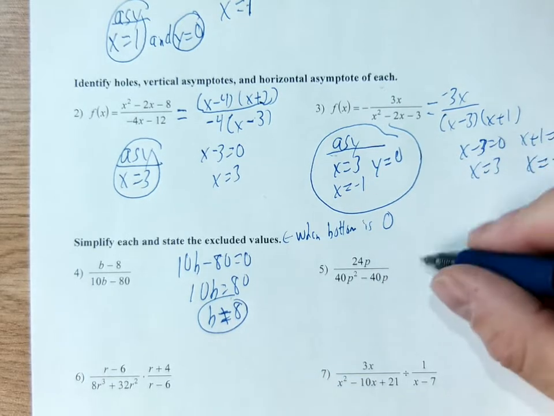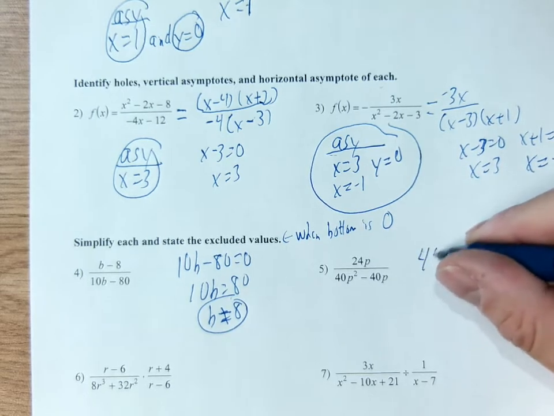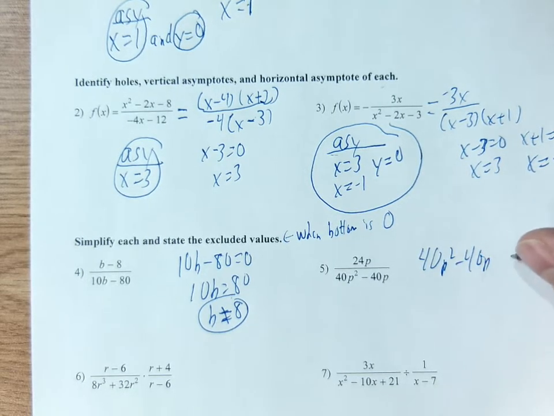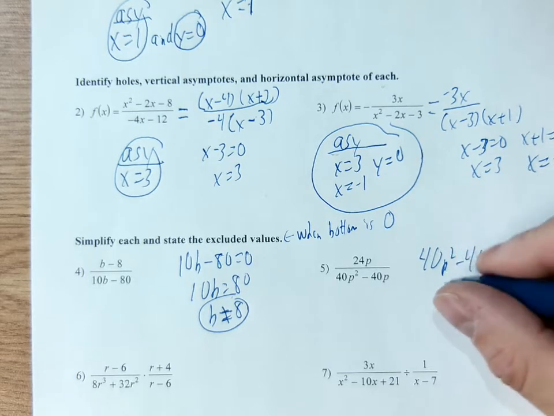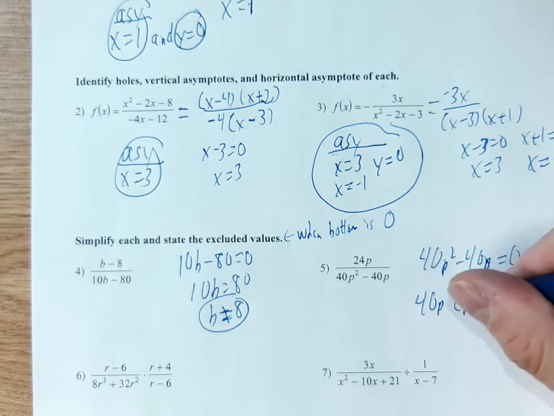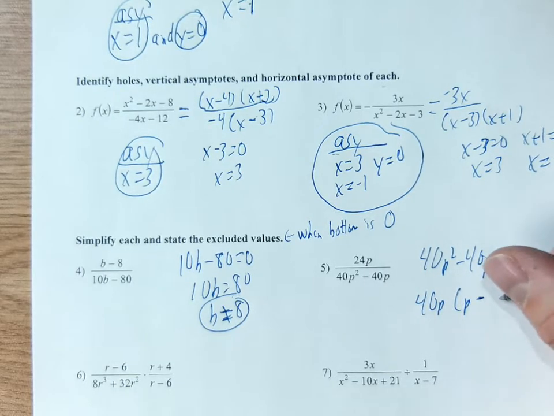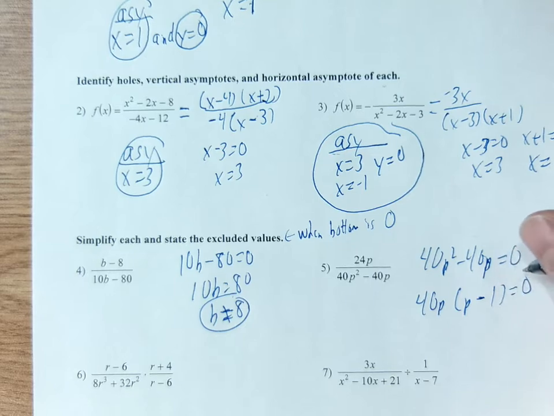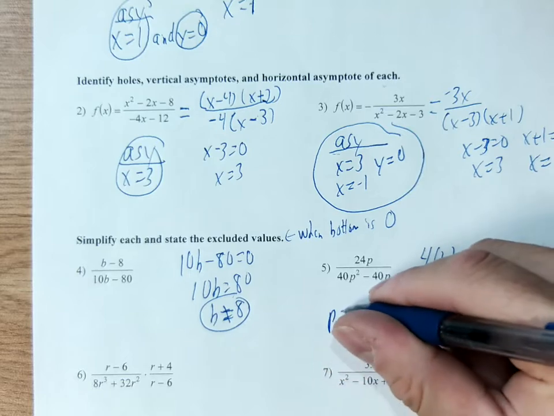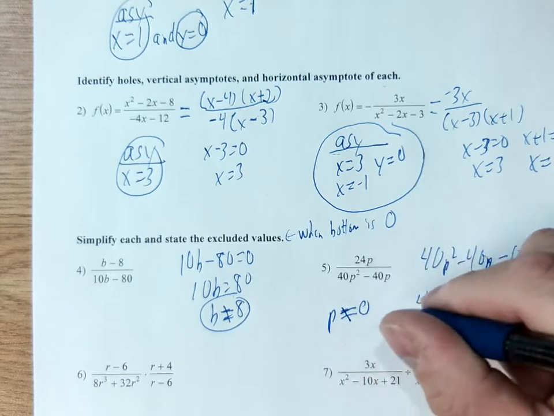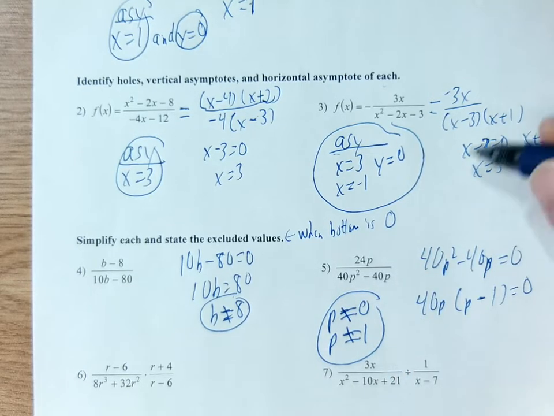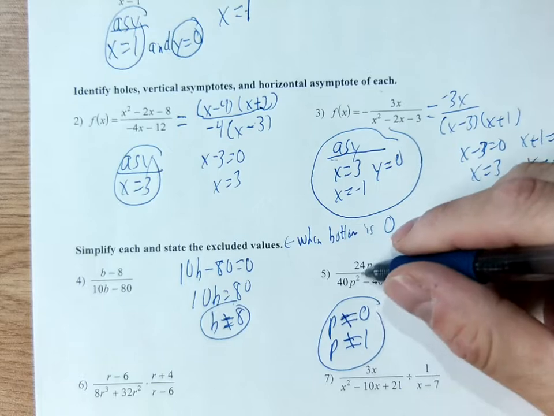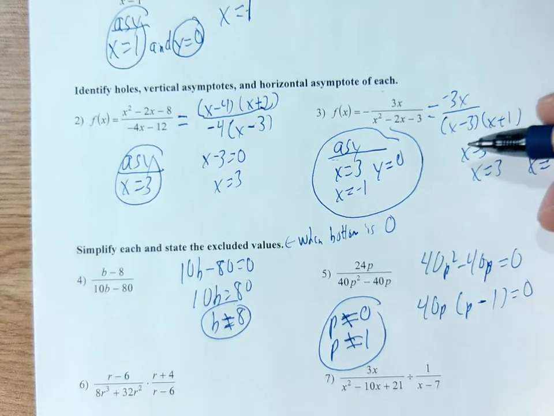Same thing here. I'm going to do the same thing. Set 40p squared minus 40p equal to 0. Solve for when this is equal to 0. So factor a 40 and a p out. 40p times p minus 1 equals 0. So p cannot equal 0 and 1. P cannot equal 0 and p cannot equal 1. The 0, p equals 0, would be reducible out, so that is a hole instead of an asymptote.